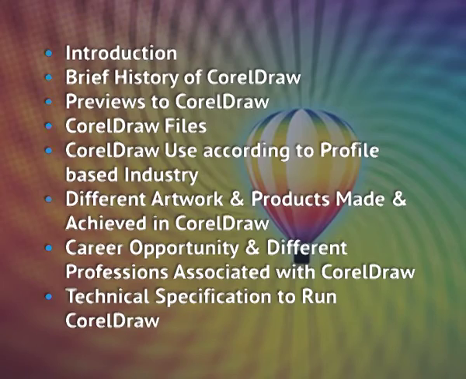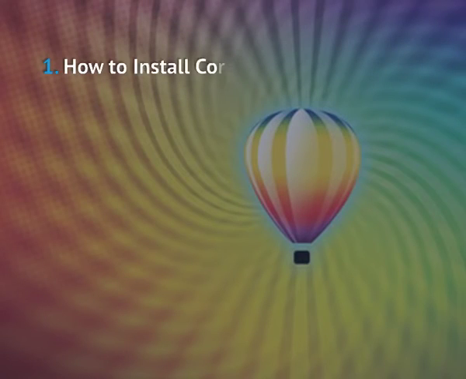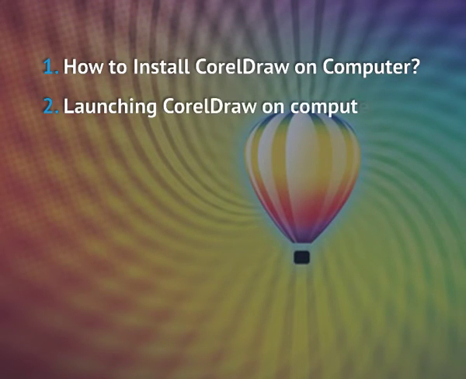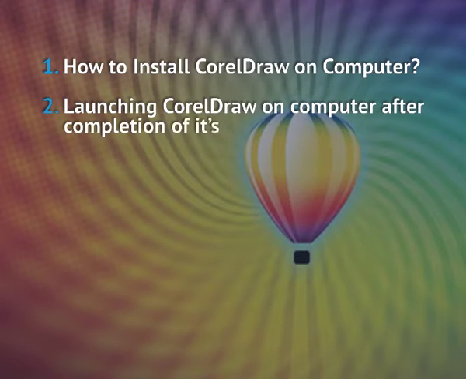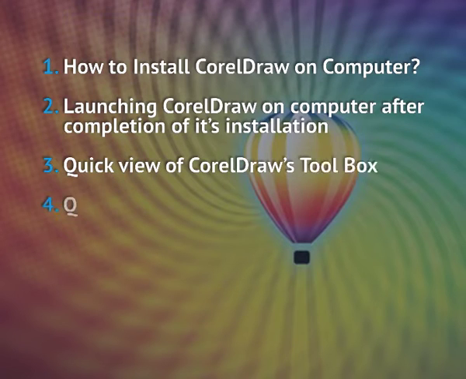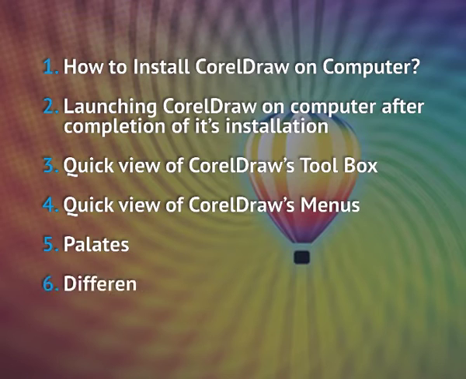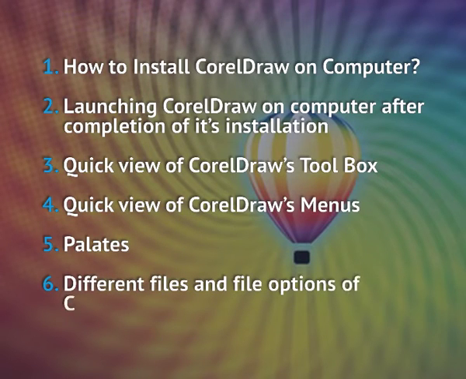Now, we will move towards the topics we are going to teach you in today's episode. The list is: Number 1. How to install CorelDraw on your computer. Number 2. Launching CorelDraw on computer after completion of its installation. Number 3. Quick view of CorelDraw's toolbox. Number 4. Quick view of CorelDraw's menus. Number 5. Palettes. Number 6. Different files and file options of CorelDraw. Now we will start learning today with our first topic of the CorelDraw.